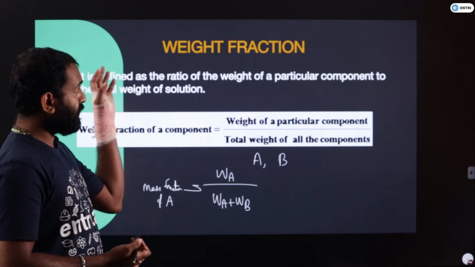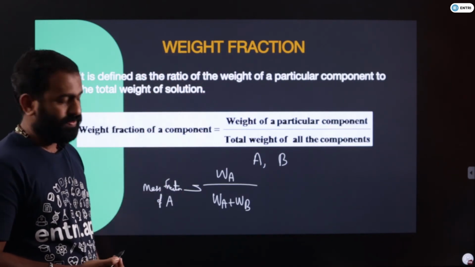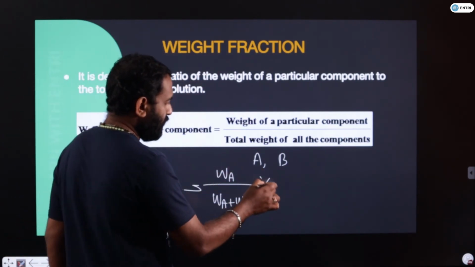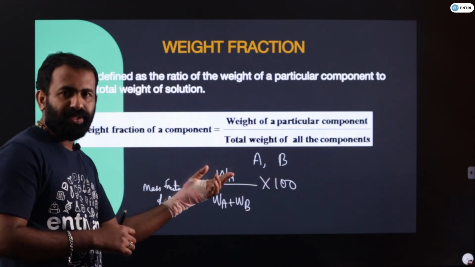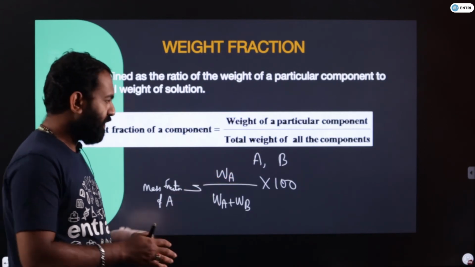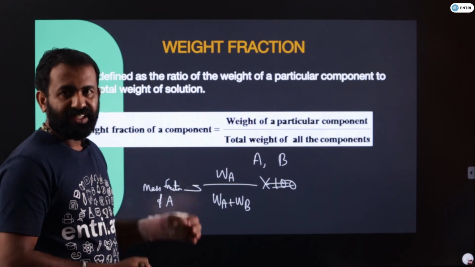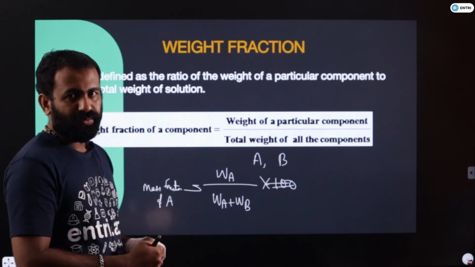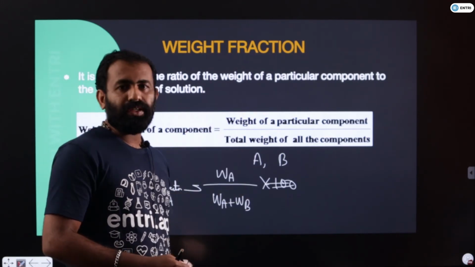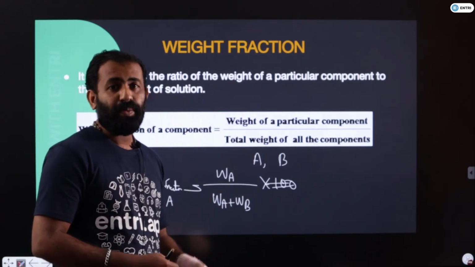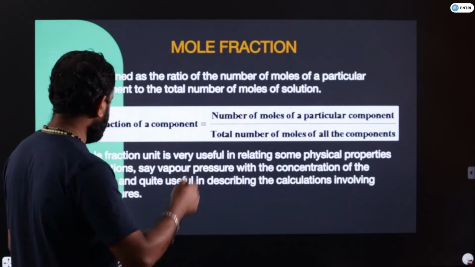Then what is the difference between weight percentage and weight fraction, or mass percentage and mass fraction? If we multiply this fraction with 100, then it will be weight percentage. If there is no 100, only the ratio WA by WA plus WB, that is individual mass divided by total mass, that is fraction. When we multiply with 100, it will convert into percentage.